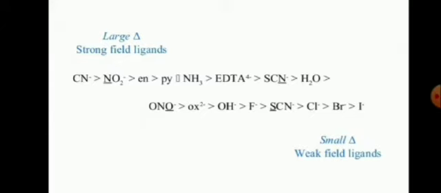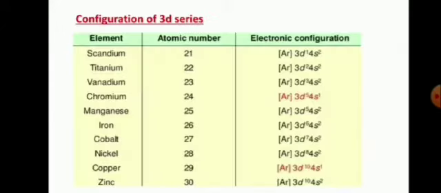Another basic that you need to know is the electronic configuration of the metal. The central metal can be anything, but mostly it is a d block metal, and you are supposed to know the configuration of the central metal. For example, if it is scandium, then it's 21, it's 3d1 4s2. If it is titanium, it is 22, 3d2 4s2. You can pause the video and you can see the entire configuration of scandium to zinc over here.